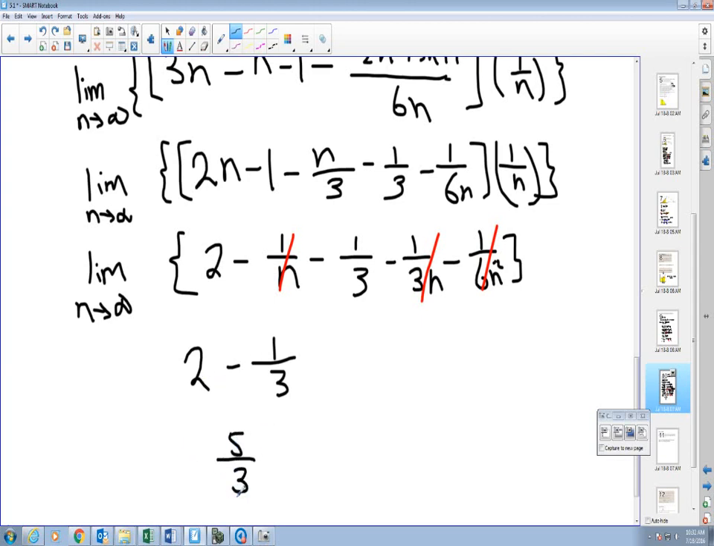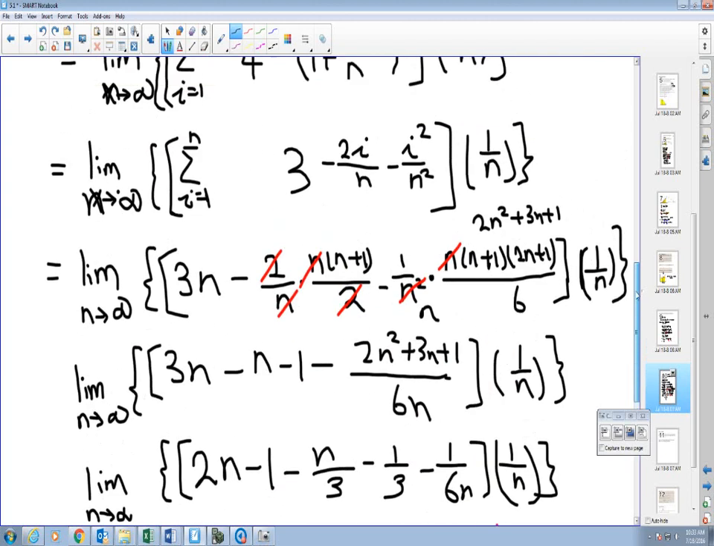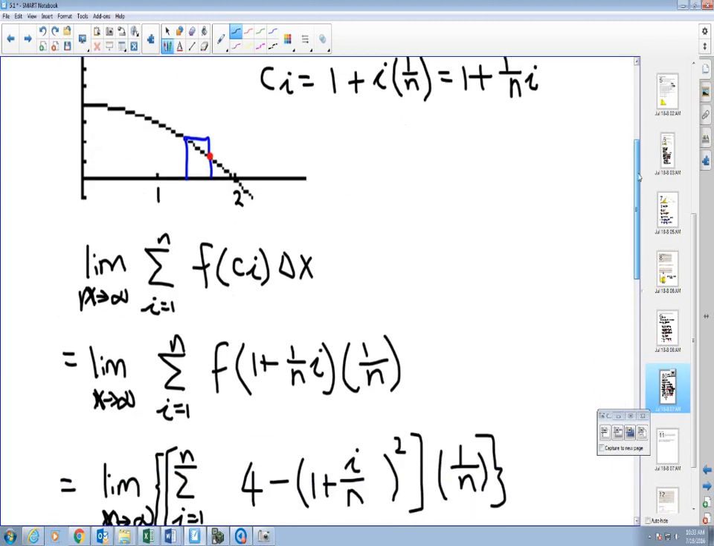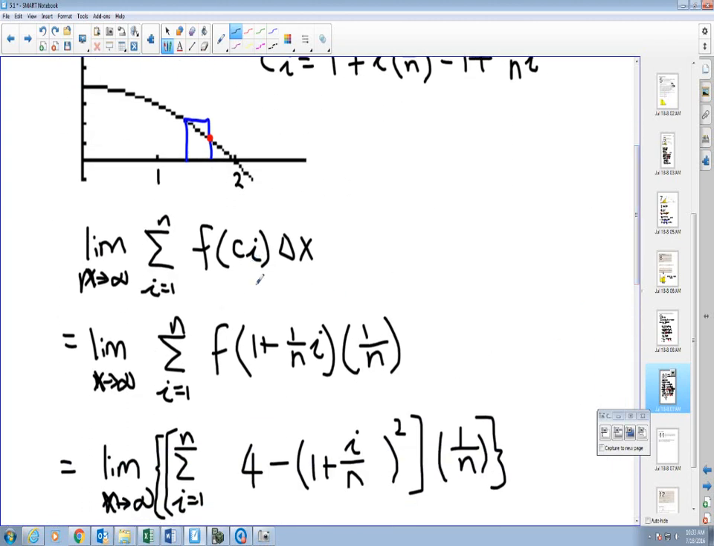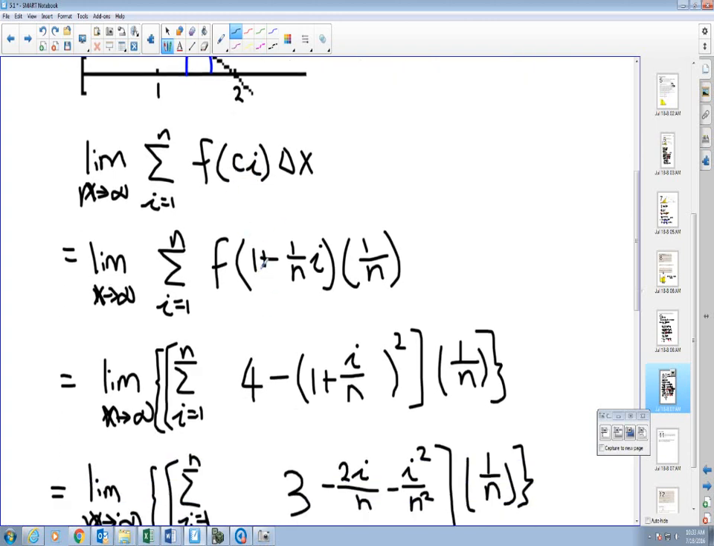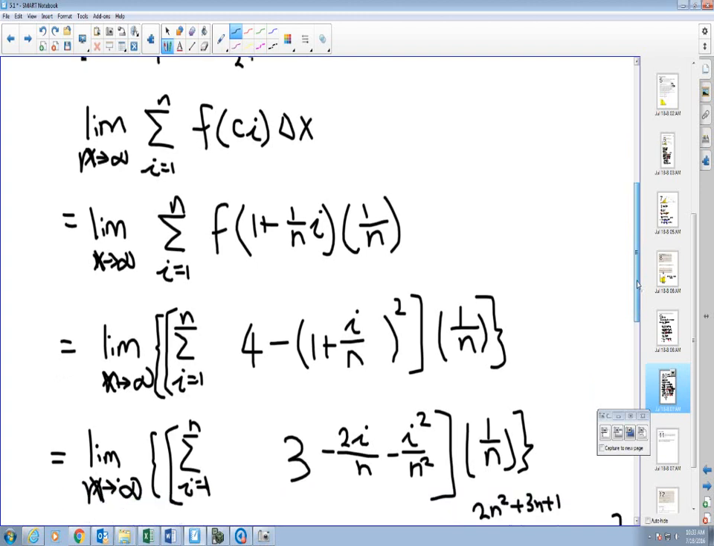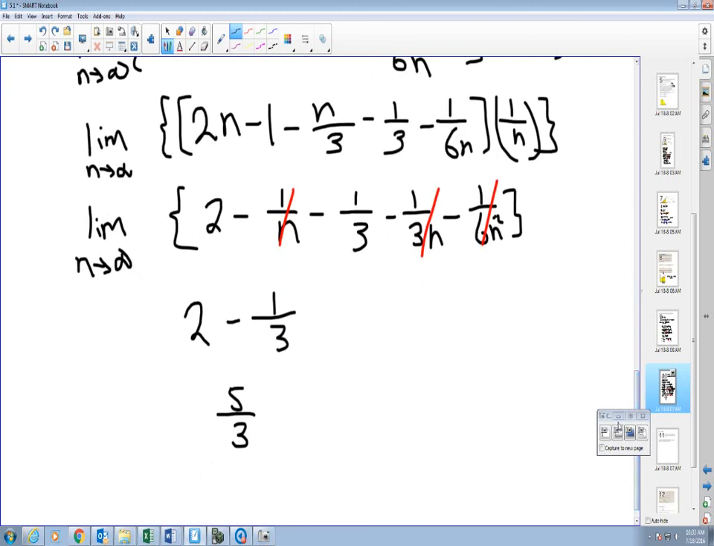That's your answer. So it turns out we can choose any arbitrary number, c sub i, in any subintervals, and we can still find the area under the region after we take the limit as we increase the number of subintervals.